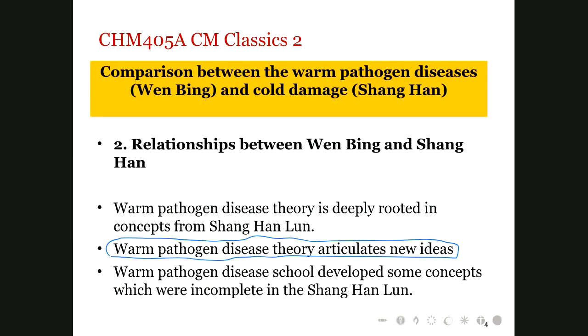The last point mentioned here is that the warming pathogen disease school developed some concepts which were incomplete in Shanghan. So a lot of basic how disease can affect you, such as COVID-19 could affect us through the eyes, through inhaling by nose and mouth. But for the Shanghan, basically it only focuses on the Taiyang division, and has not specifically mentioned this kind of orifice and the face, only generally talking about Taiyang divisions. And that's also a kind of development presented in the Wen Bing concept compared with Shanghan theories.